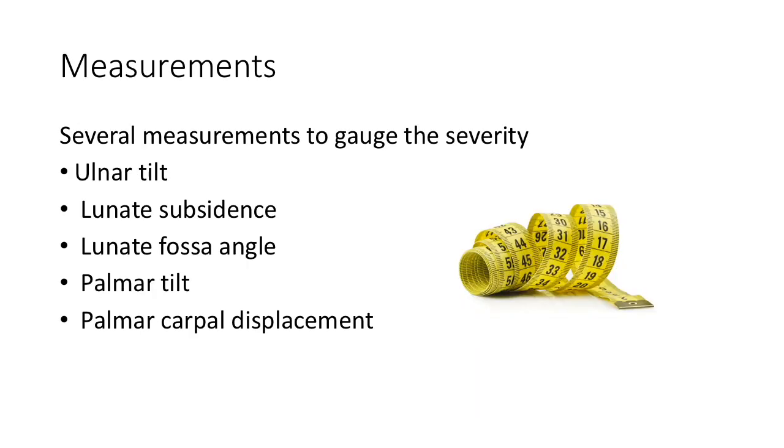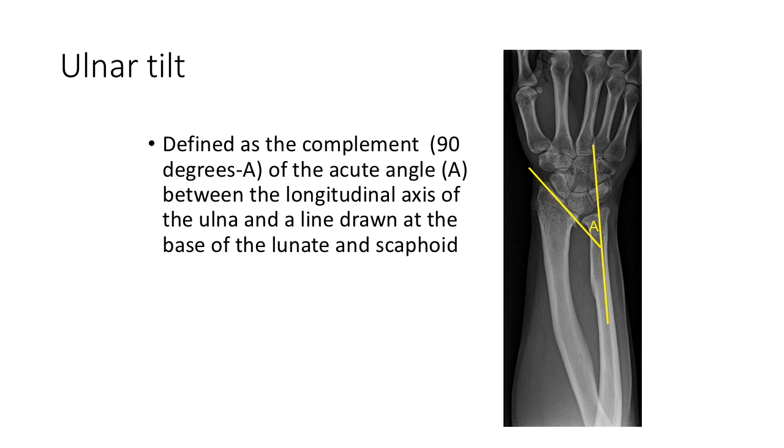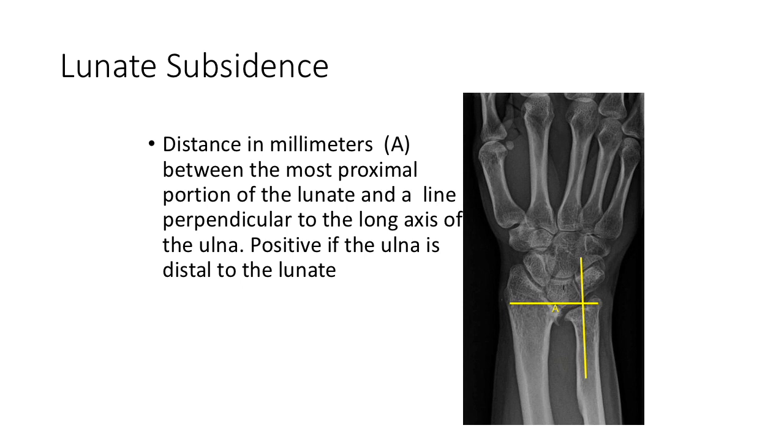There are a whole variety of measures that have been described to determine the severity of the Madelung's deformity, including ulnar tilt, lunate subsidence, lunate fossa angle, Palmar tilt, and Palmar carpal displacement. Here's an example of how to measure ulnar tilt, defined as the complement of the acute angle between the longitudinal axis of the ulna and a line drawn at the base of the lunate and the scaphoid. Lunate subsidence is a distance in millimeters between the most proximal portion of the lunate and the line perpendicular to the long axis of the ulna.